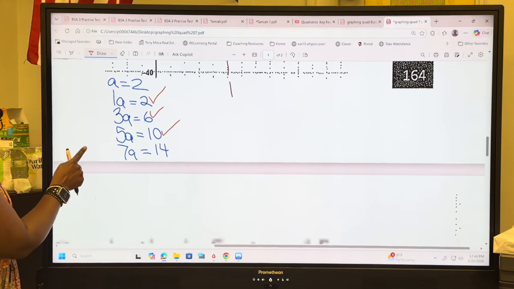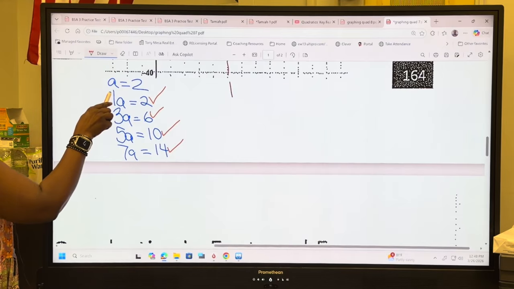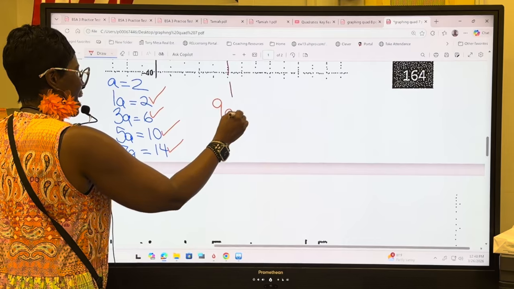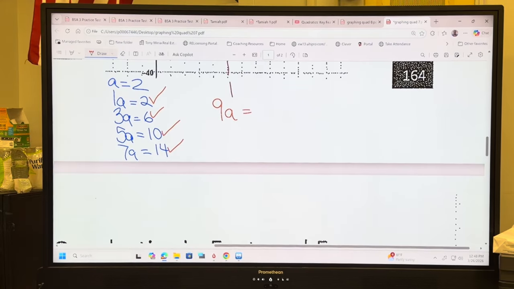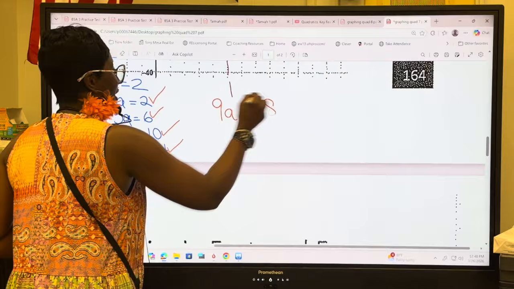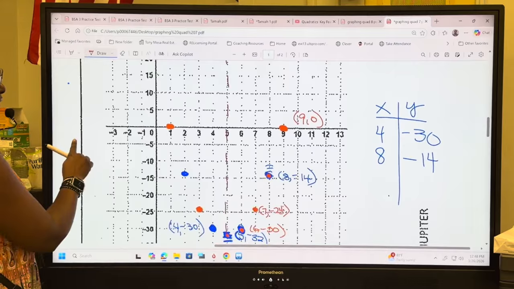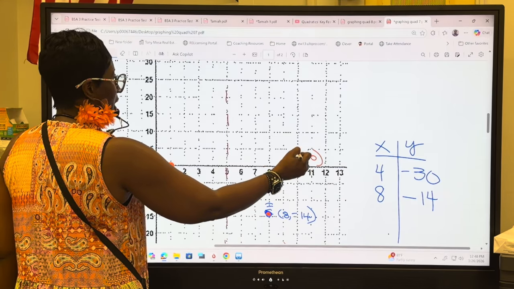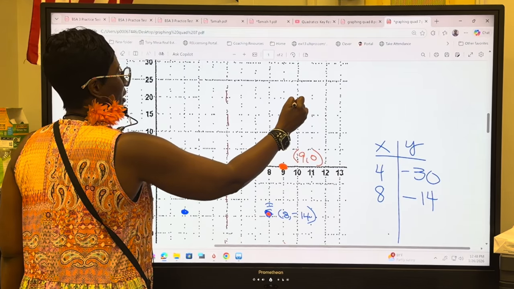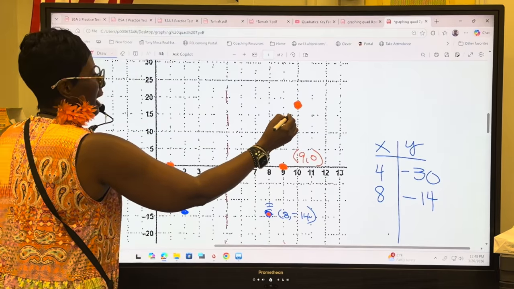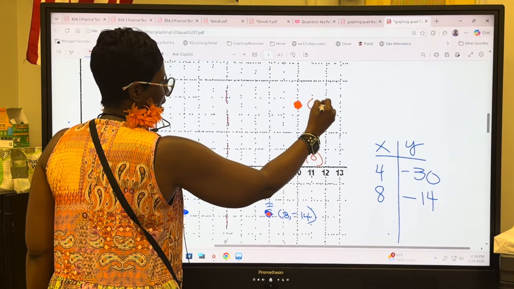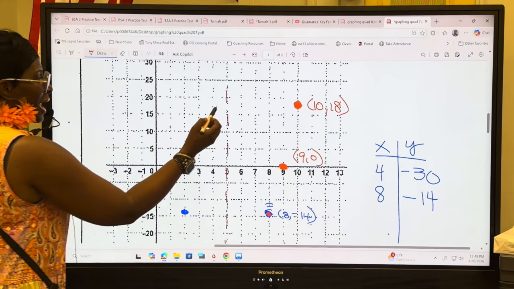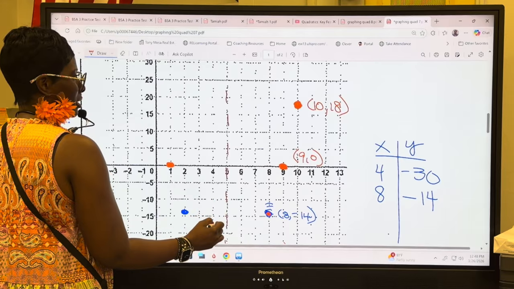Right? So I'm here. We did the 7a. I got 1, 3, 5, 7. What's next? 9a. And so 9 times 2 is going to give us what? 18. So now this time I want to go up 18. I'm already at 0, so I go right 1 and then what? Up 18. And here's my other point. Does everybody see that? And this is going to be 10, 18.